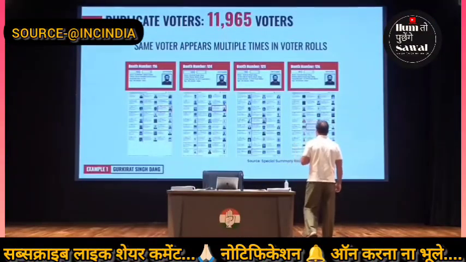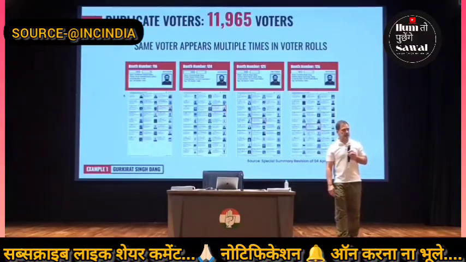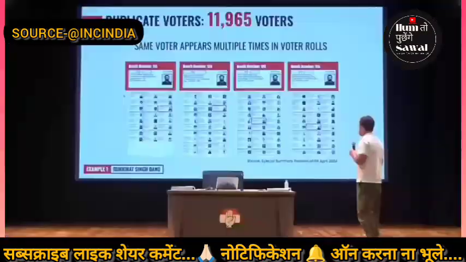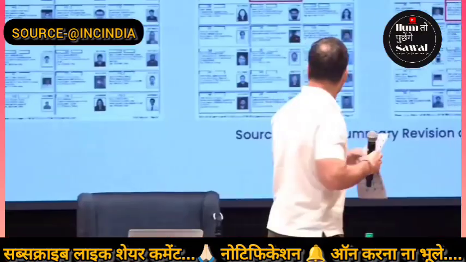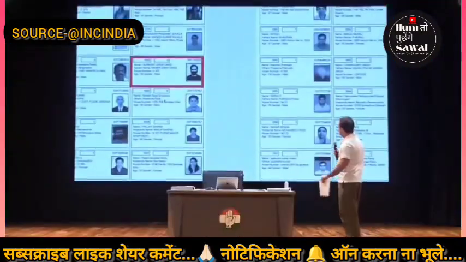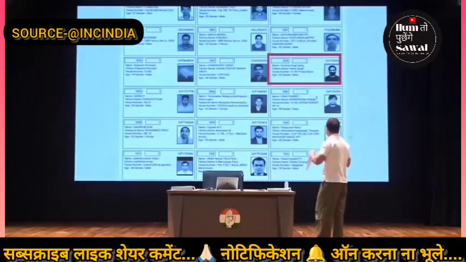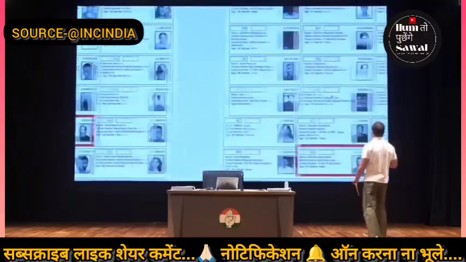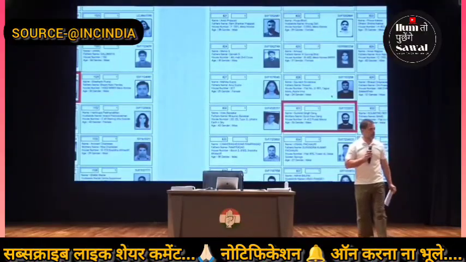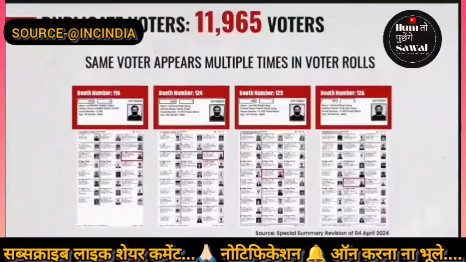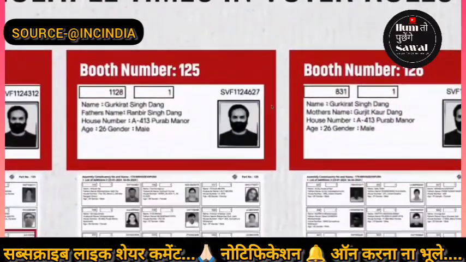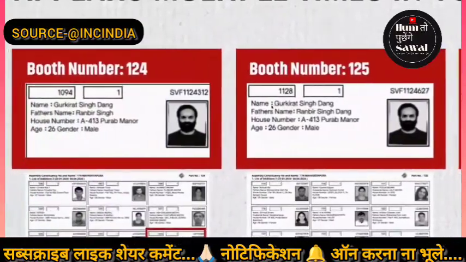Here is duplicate voter. There are 11,965 voters of this type. This is a gentleman called Gurkirat Singh Dang. Here he is. Can you zoom in? Gurkirat Singh Dang appears once, twice, 3 times, 4 times, in 4 different polling booths in the constituency. He is the same name, the same address, the same person, 4 different polling booths. And this is not just one person, this is thousands of people in one assembly.